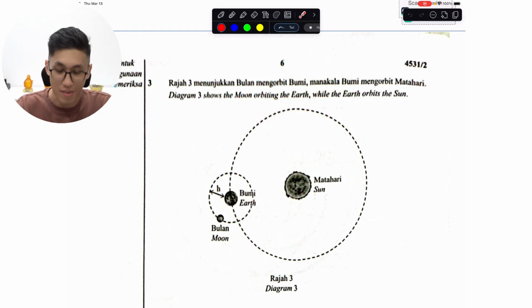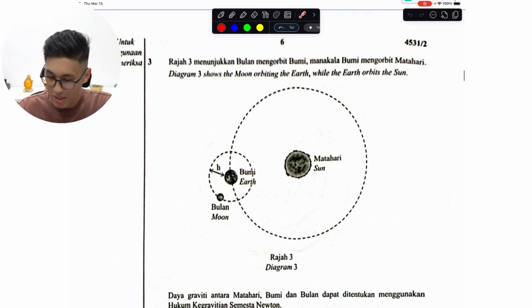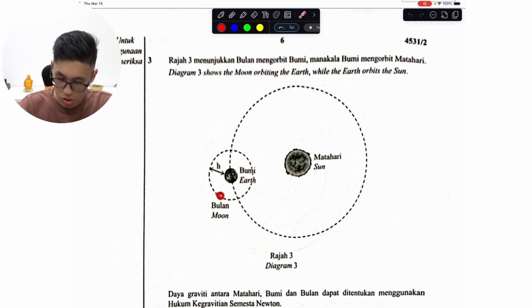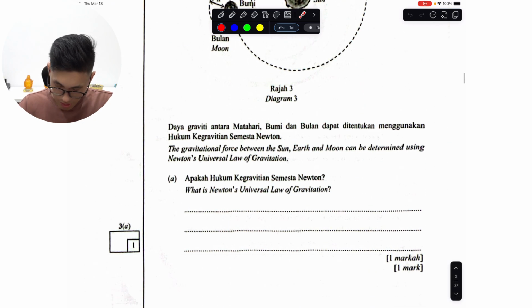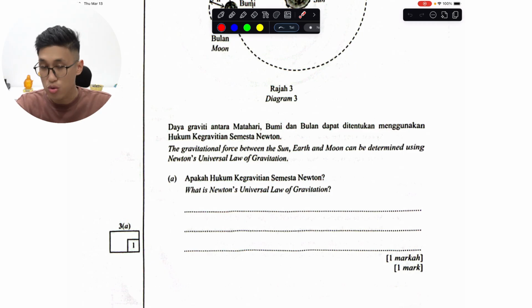All right. So diagram 3 shows the moon orbiting the Earth while the Earth orbits the sun. So you can see here, moon going around the Earth and Earth going around the sun. The gravitational force between the sun, Earth, and moon can be determined using Newton's universal law of gravitation. So the first question is, what is Newton's universal law of gravitation?